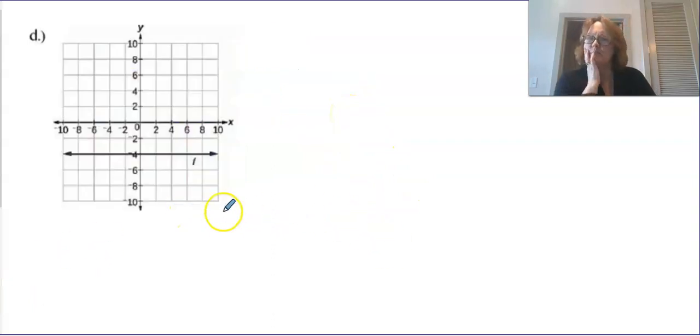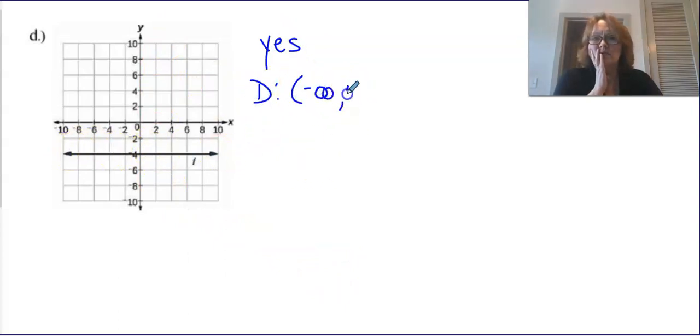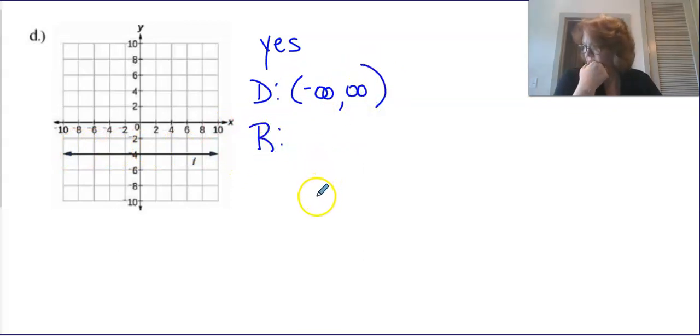All right, for D. This is a function. Even though it's just a horizontal line, it still passes the vertical line test. Now, if this had been a vertical line, the answer would be no. The domain goes forever in both directions, has arrows at both ends: negative infinity to positive infinity. The range is just -4 because it's a line at y equals -4, so the only y value is -4, and that has a bracket.